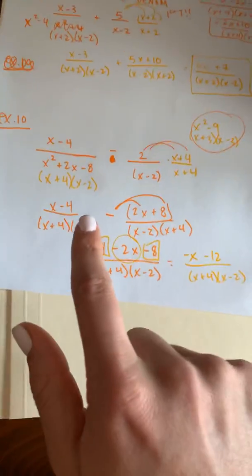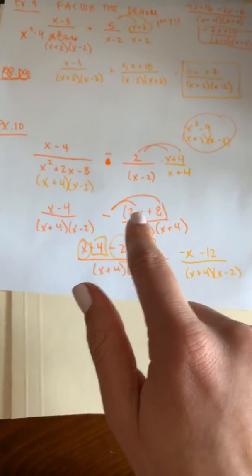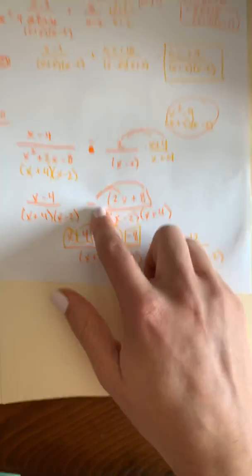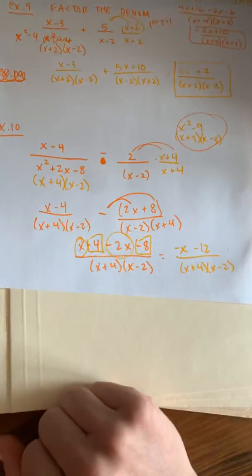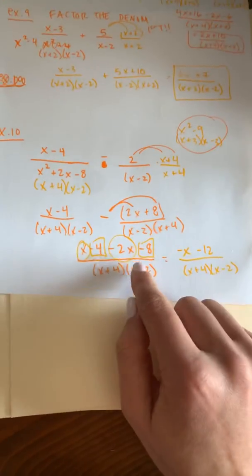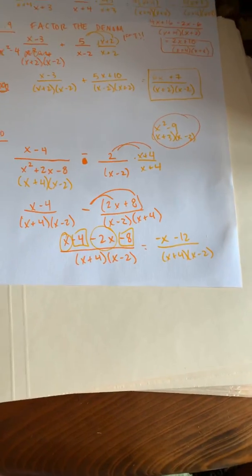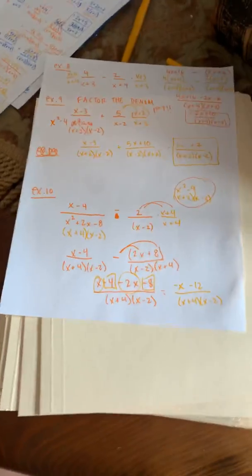Okay, so now we're here, and it's x minus 4 minus 2x plus 8. But the minus distributes to both of those in the back. So x minus 2x goes minus x, 4 minus 8 goes minus 12, all over the common denominator. So that's how you add and subtract.